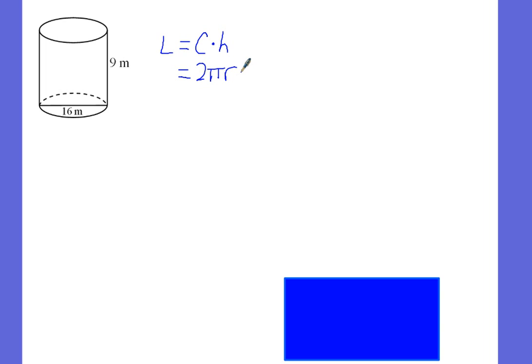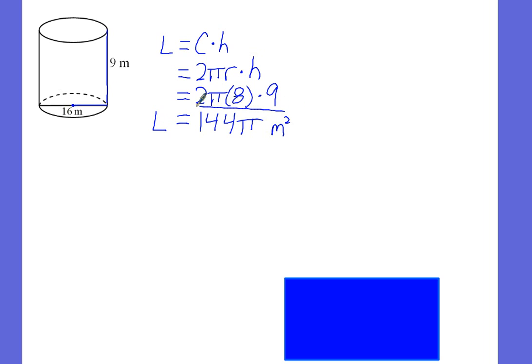If I do 2 pi r times the height, my radius would be half the diameter, which in this case pi d might have made more sense. But anyway, radius would be 8. So that's 2 pi times 8 times my height, which is right here, 9. Okay, let's go ahead and leave our answers in terms of pi here. So go ahead and simplify that down. So really you're just multiplying the 2 times the 8 times the 9. That would all simplify to 144 pi. Okay, that's our lateral area. So units here would be meters squared.